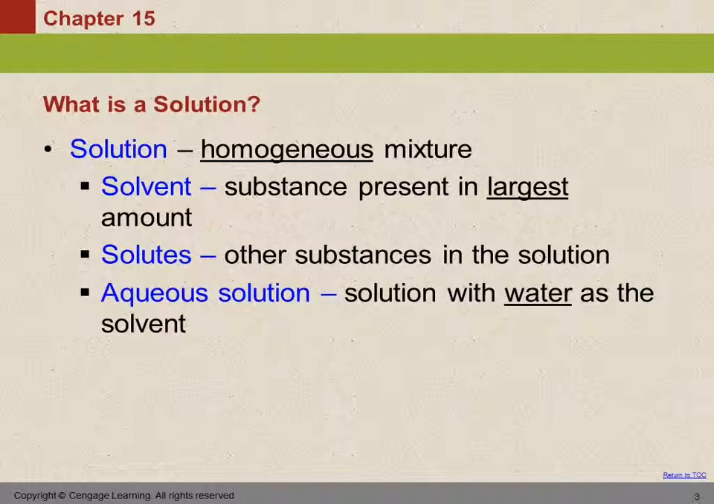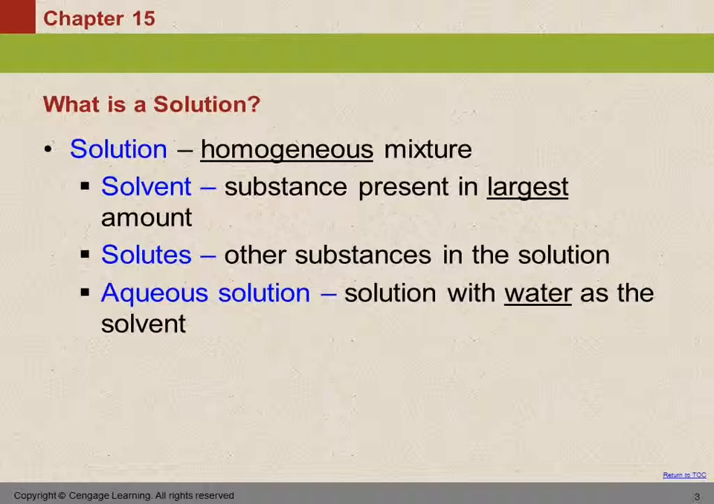So what is a solution? Some of the words that we use in chemistry have different meanings than the same word that we use in everyday life. In real life, a solution is more likely an answer to a problem. In chemistry, a solution is a homogeneous mixture. It needs to be homogeneous. Remember what that means? What does the prefix homo mean? The same. So homogeneous is the same throughout.